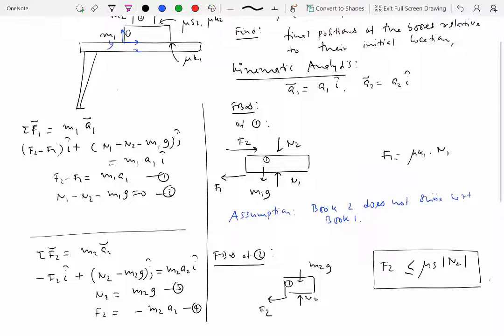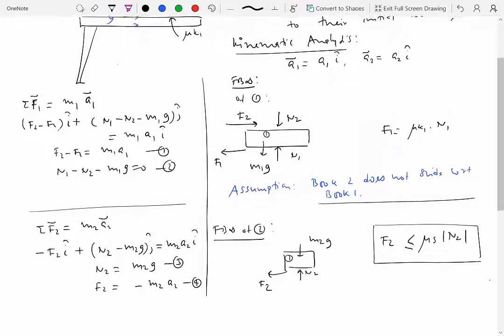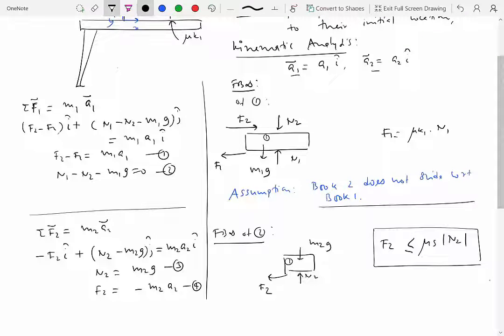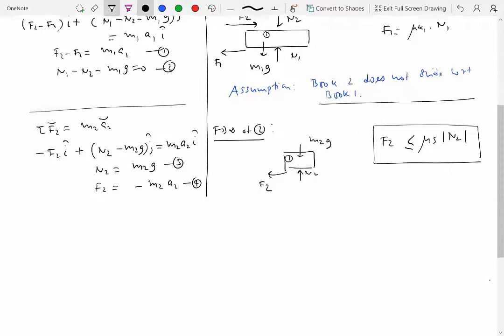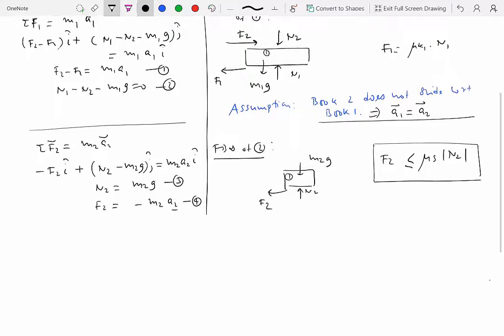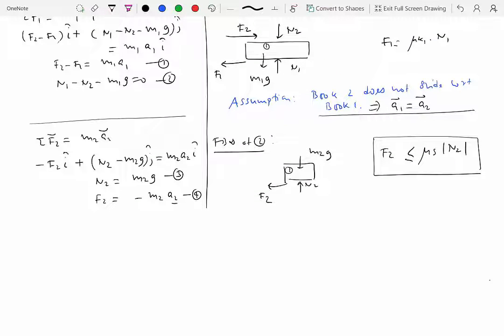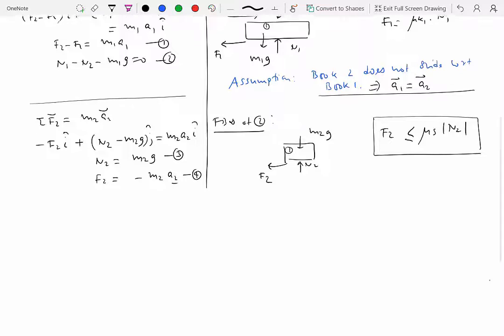Now, if we assume that book 2 does not slide with respect to book 1, what does that tell us about the acceleration of 1 and the acceleration of 2? Well, they have to be the same, right? So this implies that acceleration of 1 should be acceleration of 2 because they're moving together, right? Which means that we really don't have A1 and A2 as separate unknowns. They're essentially the same, right? Okay. So let's see if we can find all of these accelerations as well as the friction forces.